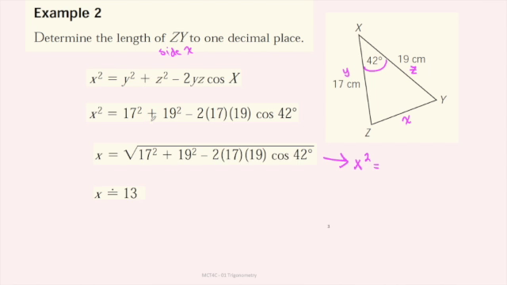Let's go from here, and we're going to do 17 squared plus that 19 squared. So you're going to get 650, minus, and then 2 times 17 times 19 is 646. And then keep that cos of 42 there.